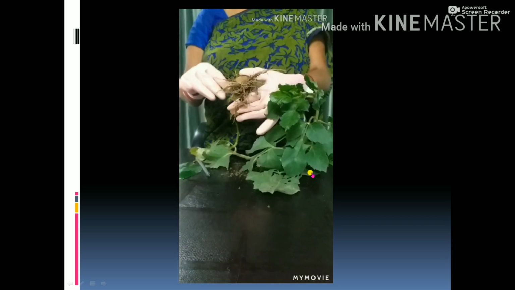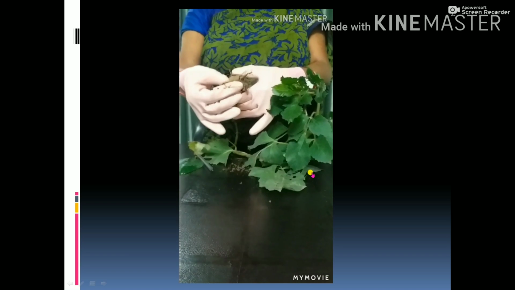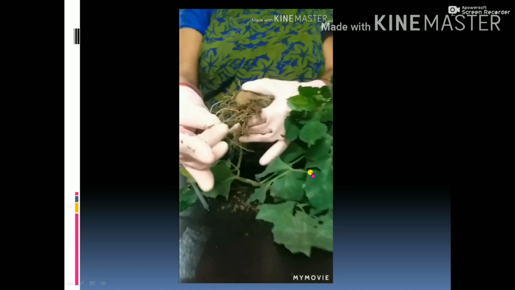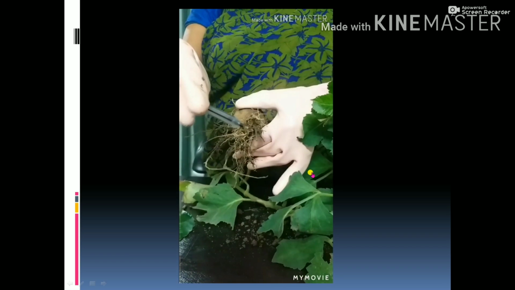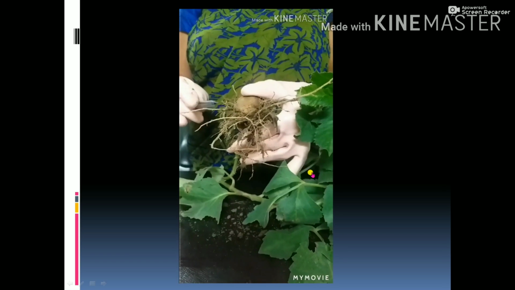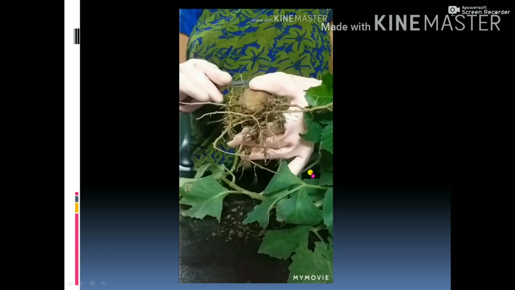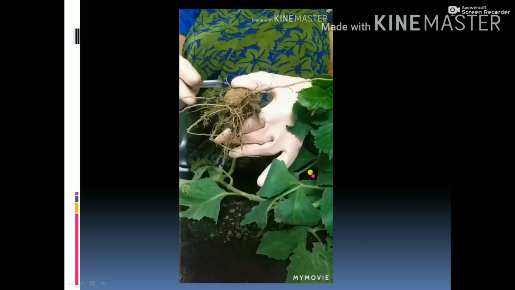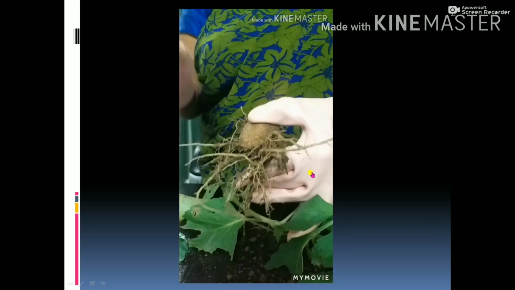And these you think are the root hairs. What is the use of root hairs? Children, if you are knowing, this is the mid of the root, this is not taking part in the absorption of water. Always remember these root hairs, you see here, are helping in the absorption of water and minerals from the soil.